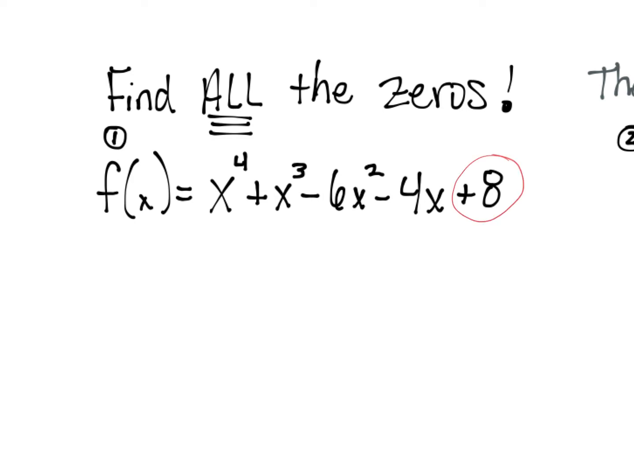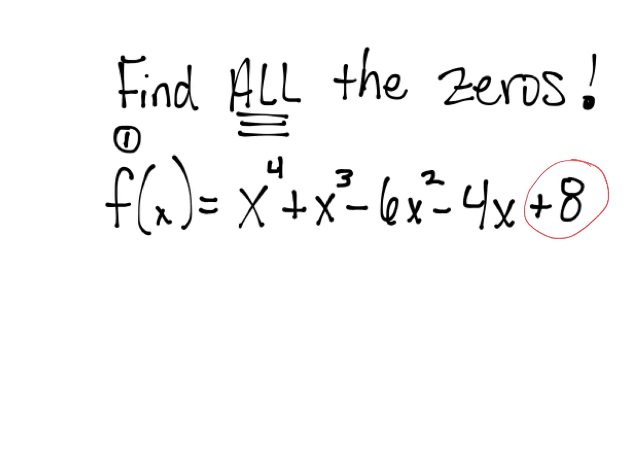I look at that last term, my constant. I say, what are the factors of 8? I have to account for plus and minus. So 1, 2, 4, and 8. Now, some people like to say, I'm going to try negative 2, see if it works. Then I'm going to try 4. Then I'm going to try negative 8. I don't think that's the best plan.